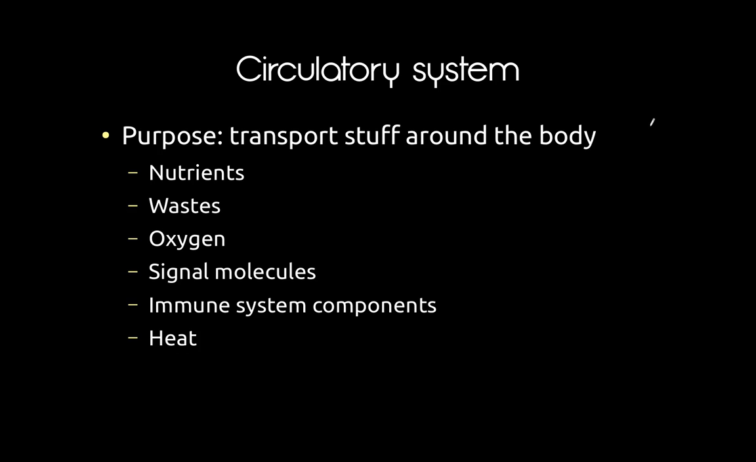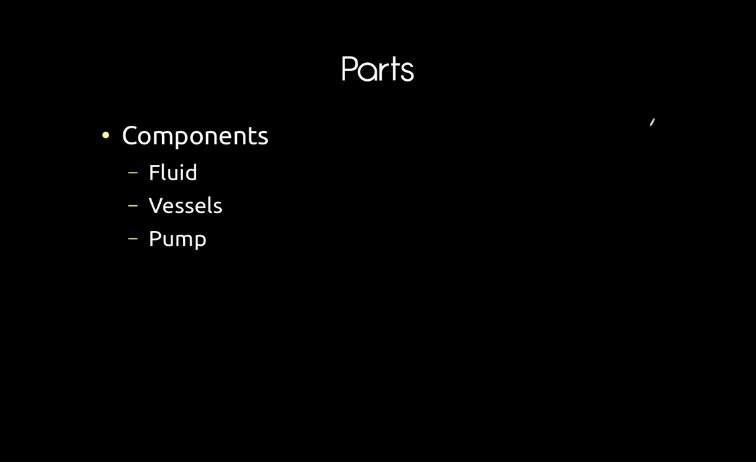So let's talk a little bit about the components of the circulatory system. First off, in terms of components, what are the different things that make up the circulatory system? We have a fluid portion, the material that's actually going to be moved around. And in things like us, this is blood. Now, in animals that do not have a closed circulatory system, this is going to be called something else.